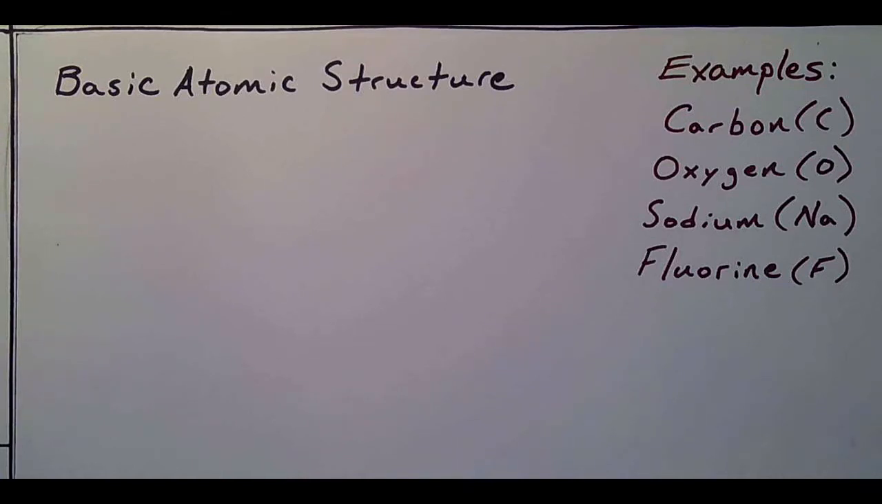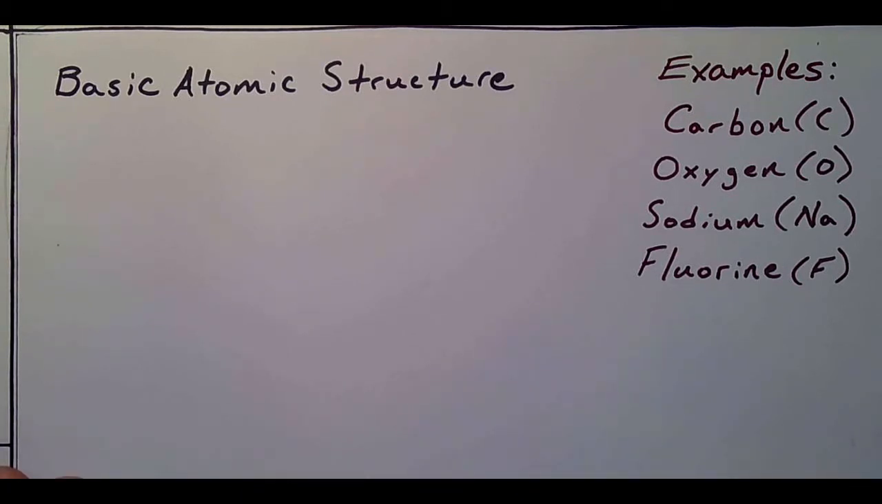Alright, hello everybody. In this video we are going to be drawing individual atoms of elements from the periodic table, and then we're going to take a look at some ionic bonding and some covalent bonding. So to start this video off, we're just going to remind ourselves of the basic atomic structure.